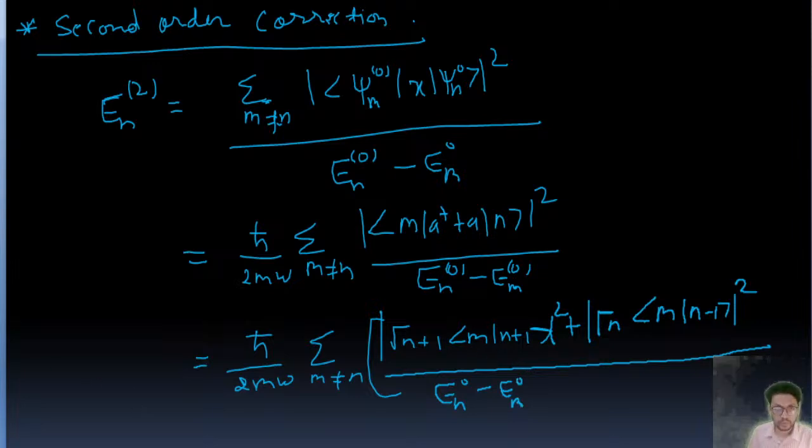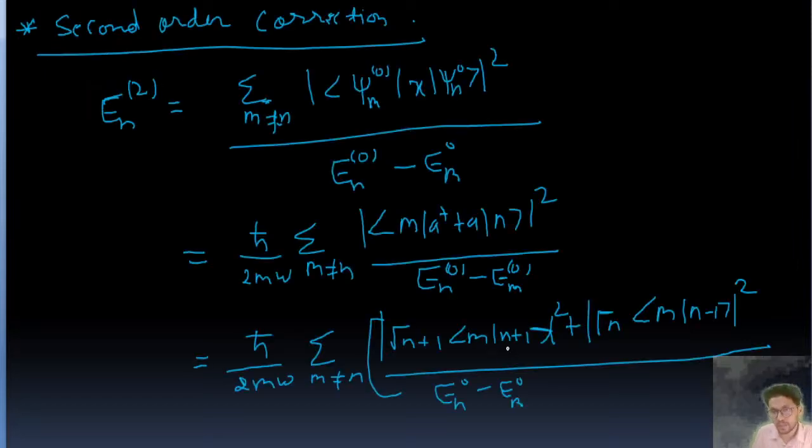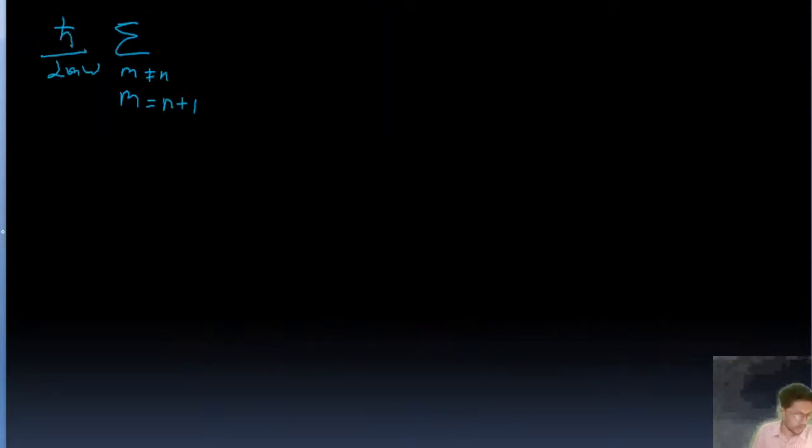Okay, so next it's going to be h cut upon 2m omega, and this is sigma m not equal to n and m equal to n plus 1. Because why m plus 1? If m will be n plus 1, right? So in that case, this delta value is going to be 1, right? Similarly, m equal to n minus 1, right? Okay, so the value of m is n plus 1.